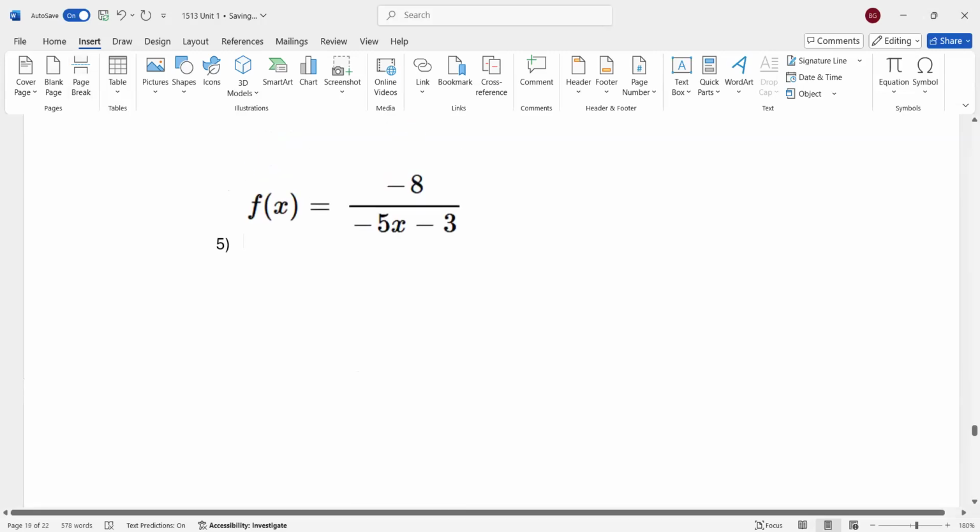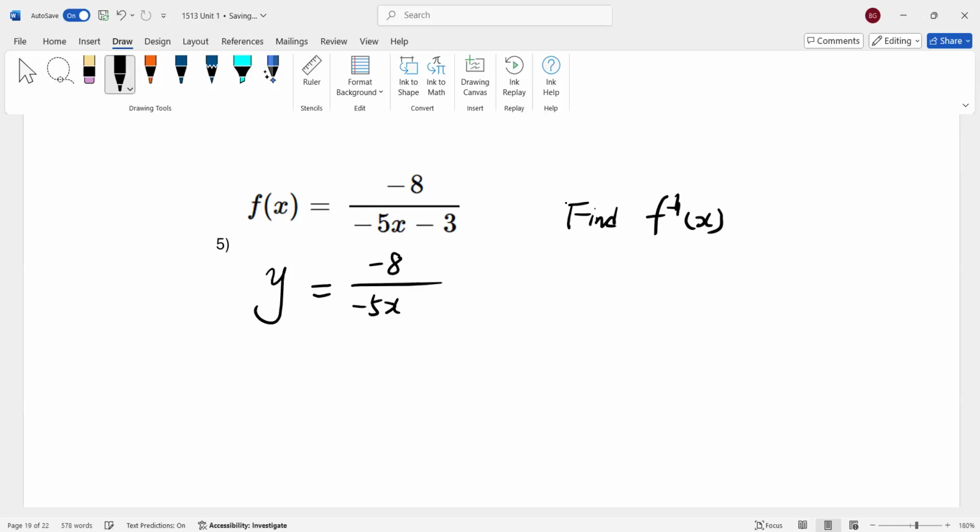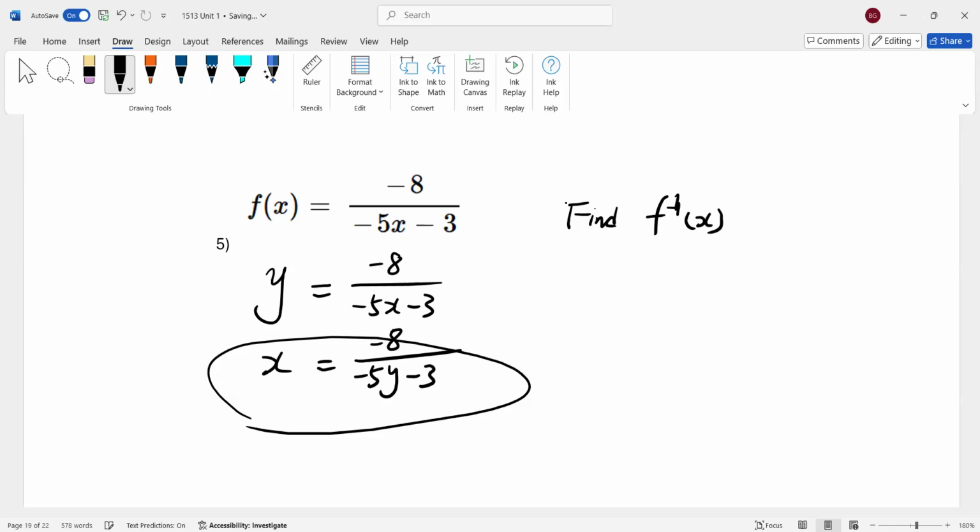Let me insert a page break. Okay. We need to find f inverse of x. Step 1, rewrite f of x as y. We have y equals -8 over -5x minus 3. Step 2, interchange x and y. Write y as x, write x as y. Step 3, solve the resulting equation for y.